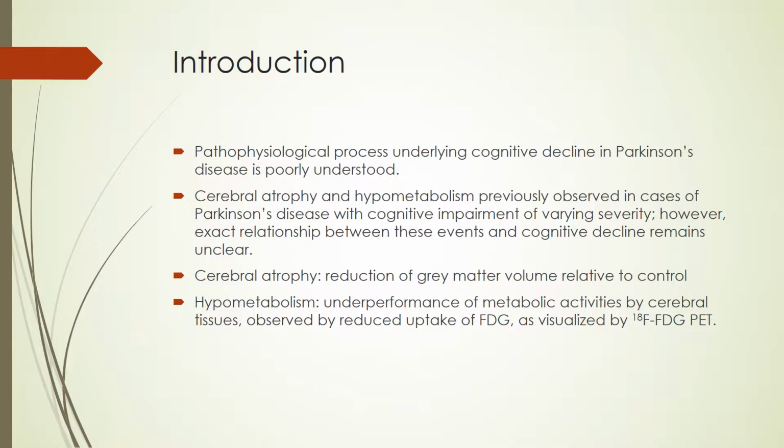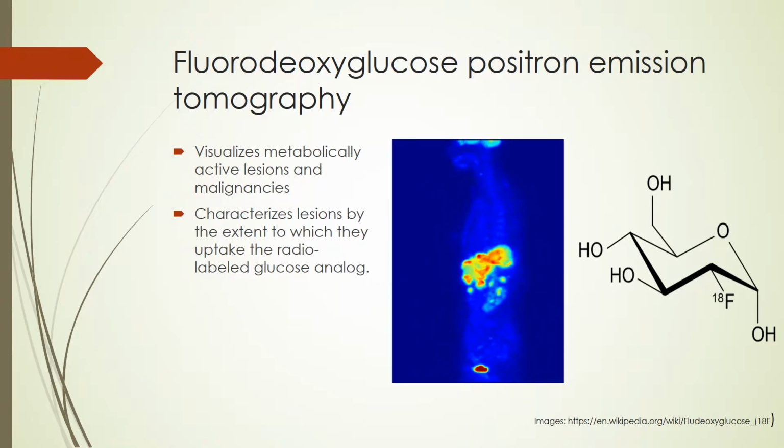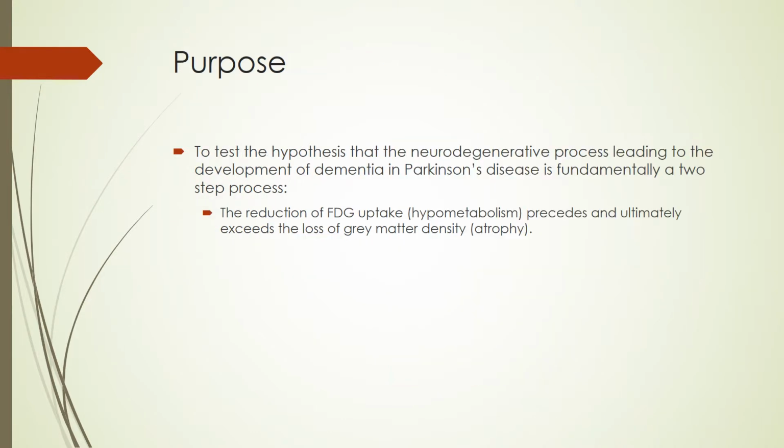The authors define cerebral atrophy as a reduction of gray matter volume, whereas they define hypometabolism, the underperformance of metabolic activities by cerebral tissues, by reduced uptake of FDG, as visualized by FDG PET, that is, fluorodeoxyglucose positron emission tomography. Fundamentally, FDG PET visualizes metabolically active lesions and malignancies, characterizing them by the extent to which they take up the radiolabeled glucose analog. Note the images on the right side of the screen. The first is an example of a visual derived from PET scanning, whereas the second demonstrates the structure of the labeled glucose analog.